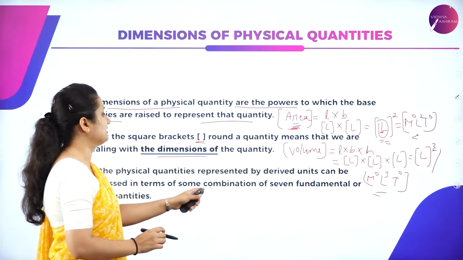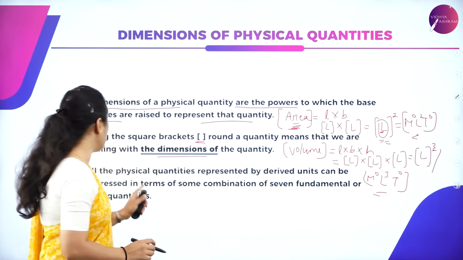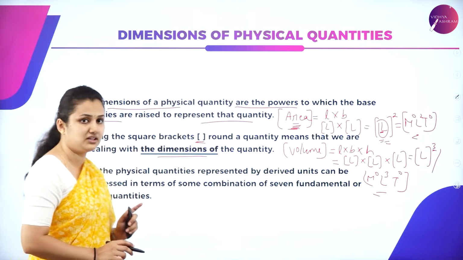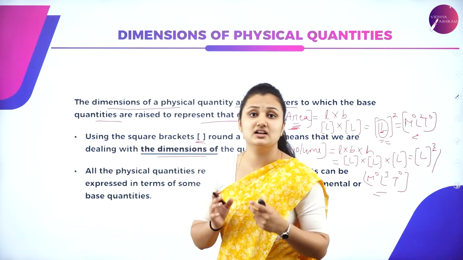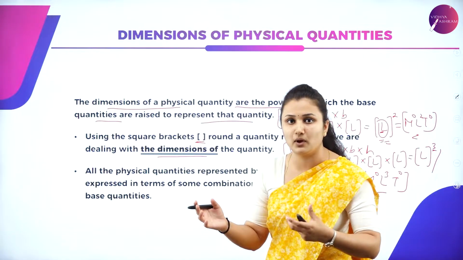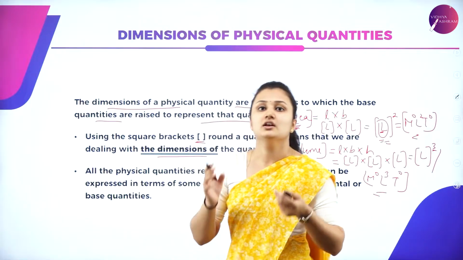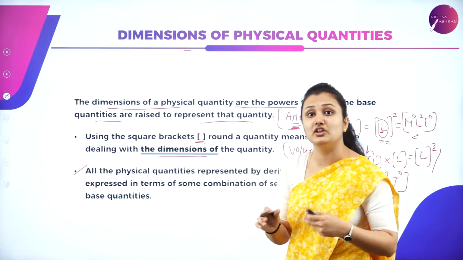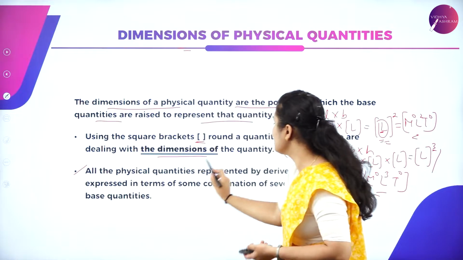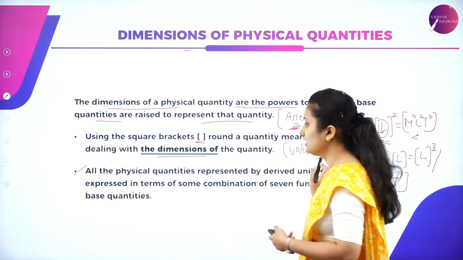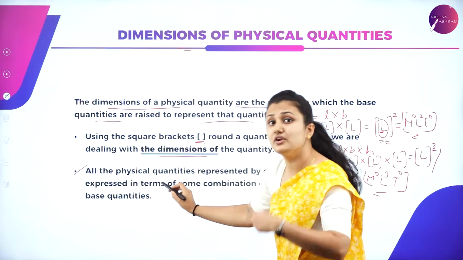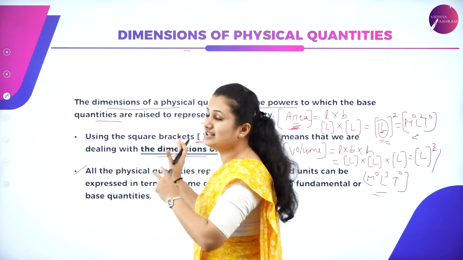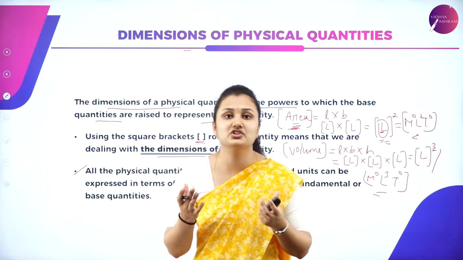So, all physical quantities represented by derived units can be expressed in terms of some combinations of 7 fundamental or base quantities. In my previous session, I discussed the derived quantities and the 7 base quantities. Please do watch my previous session, so that it will help you understand dimensional analysis much better. In this slide, we studied what dimensional analysis is.